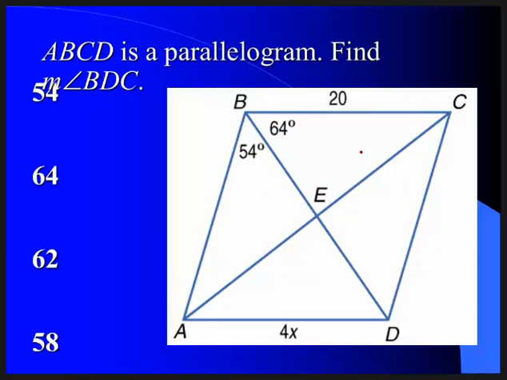Again, this is a parallelogram. Find BDC. So we just want this partial angle here. Okay, again, because it's an angle, I'm thinking it's going to be related to these angles somehow. Parallelogram is made of parallel sides. We've cut it by a transversal. These are alternate interior angles, so therefore they are congruent. So this has to be 54. So you can't forget your previous relationships that we've learned.